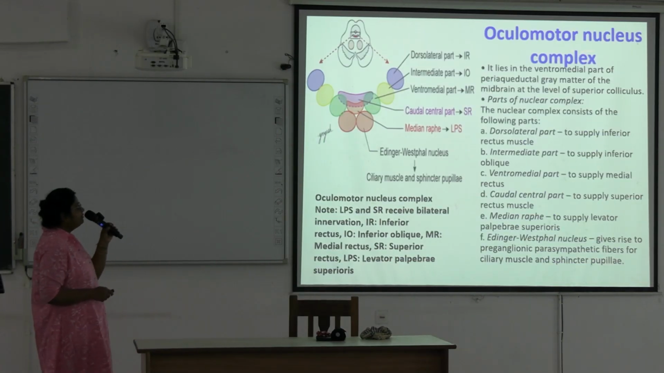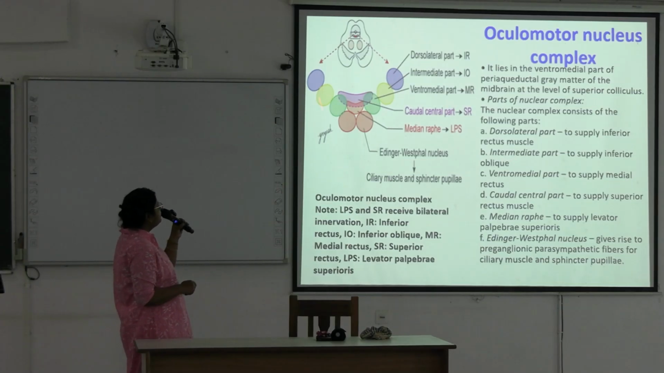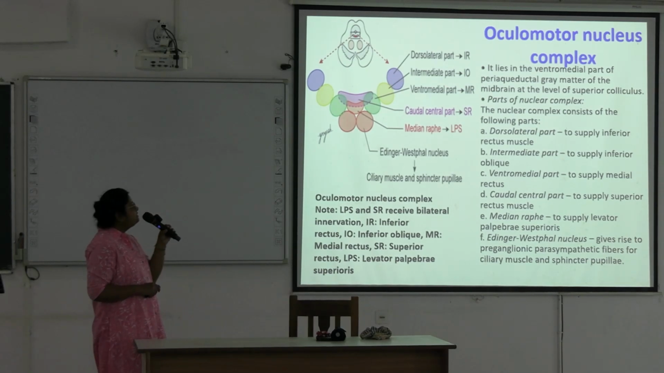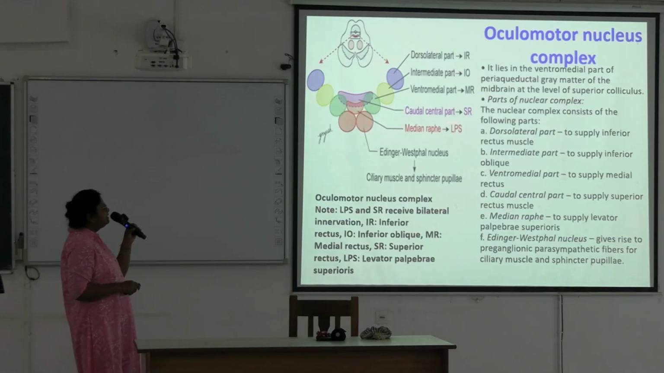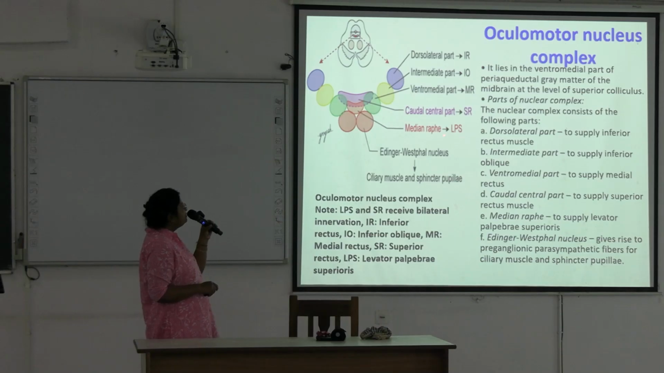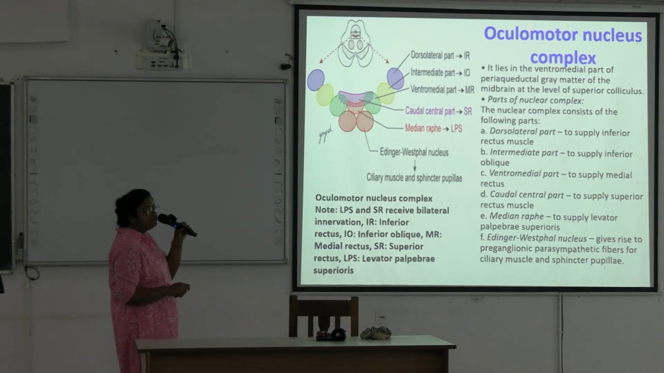Next we go to the oculomotor nucleus complex. These are the components forming the complex. It has a dorsolateral part supplying the inferior rectus, an intermediate part supplying the inferior oblique, a ventromedial part supplying the medial rectus, a caudal central part supplying the superior rectus, and the median raphe supplying the levator palpebrae superioris. So these are the components and the muscles they supply.